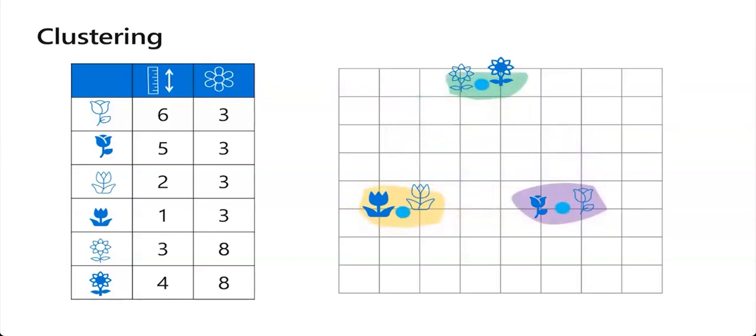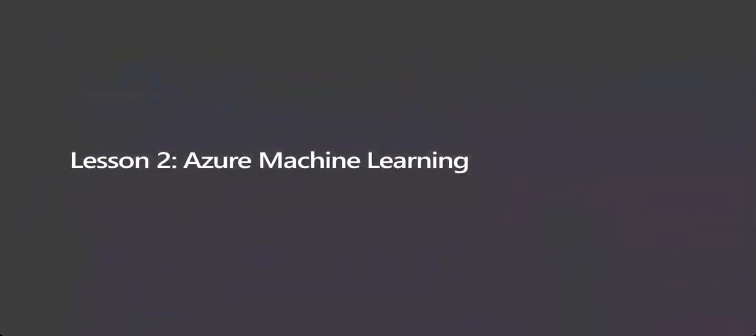Now we see we found 3 groups, and we adjusted the centroids based on the mean distance. Now, this clustering algorithm is called K-means clustering. And that is a simple example of clustering. And with that, let's go to our second lesson of this module.